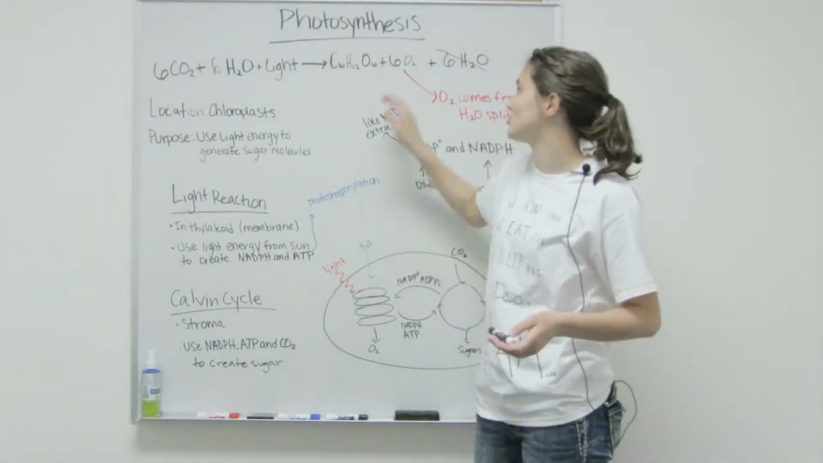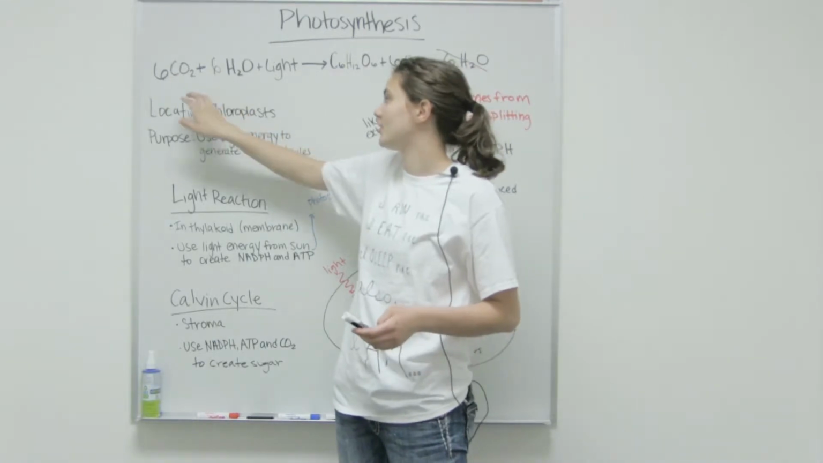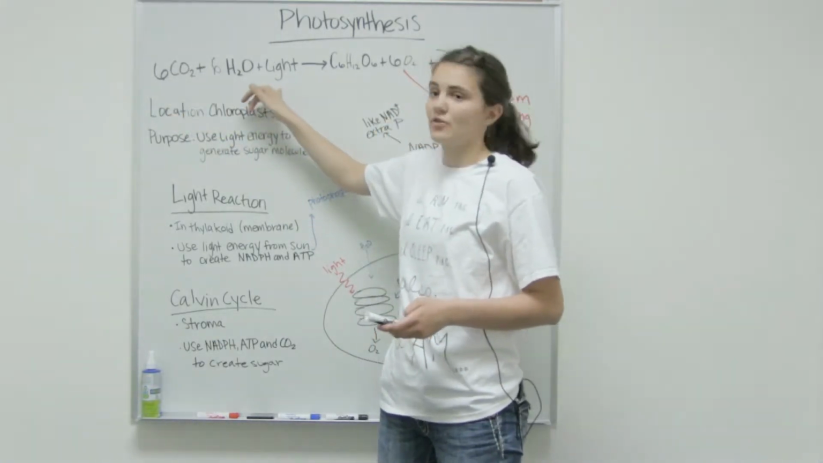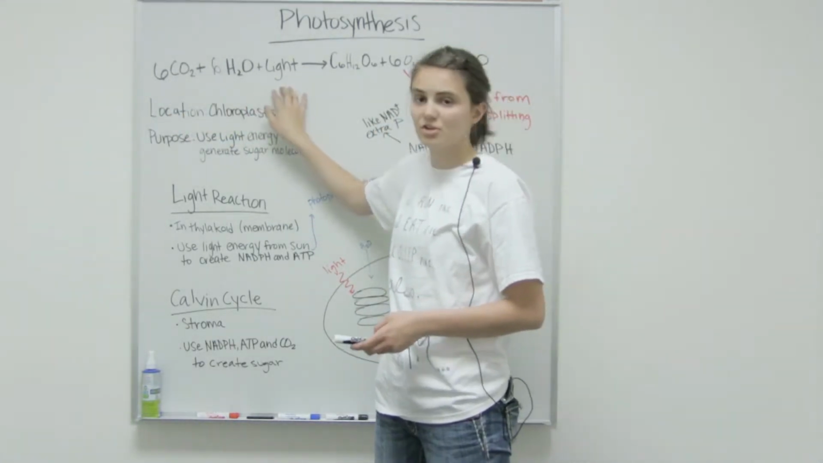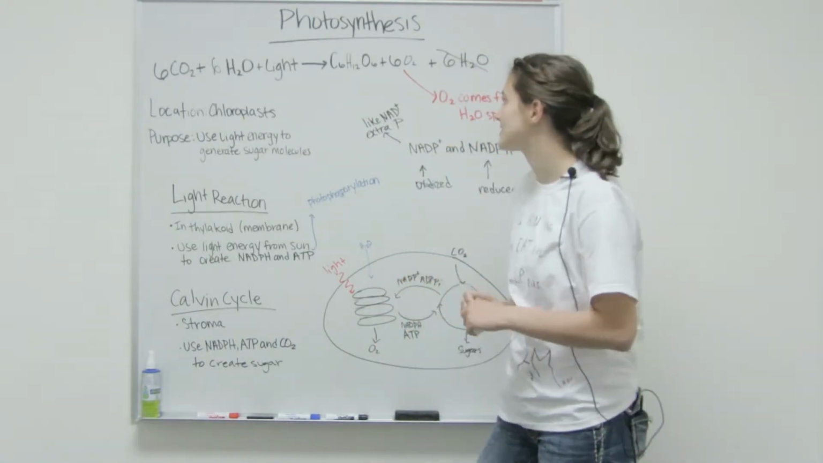In cellular respiration, we use 6 oxygens and glucose, and we have water and CO2 as a byproduct, and we create energy in the form of ATP. The energy form's different, but it's still the same general process.